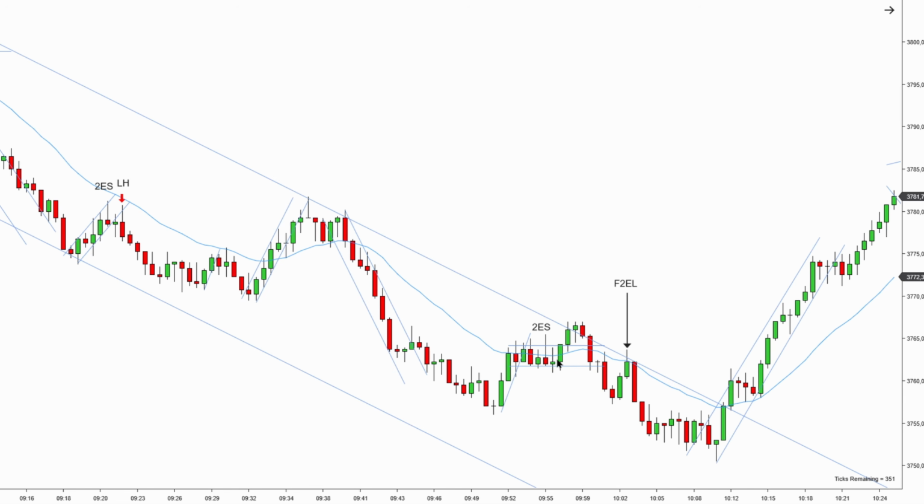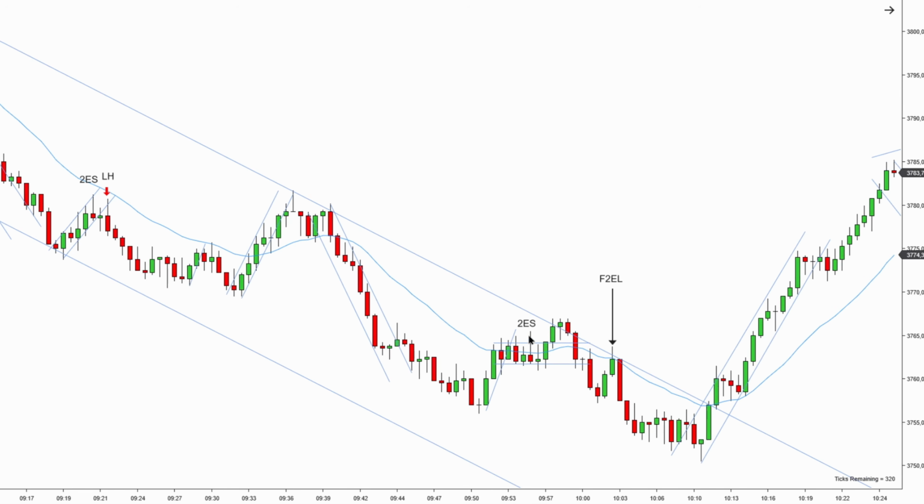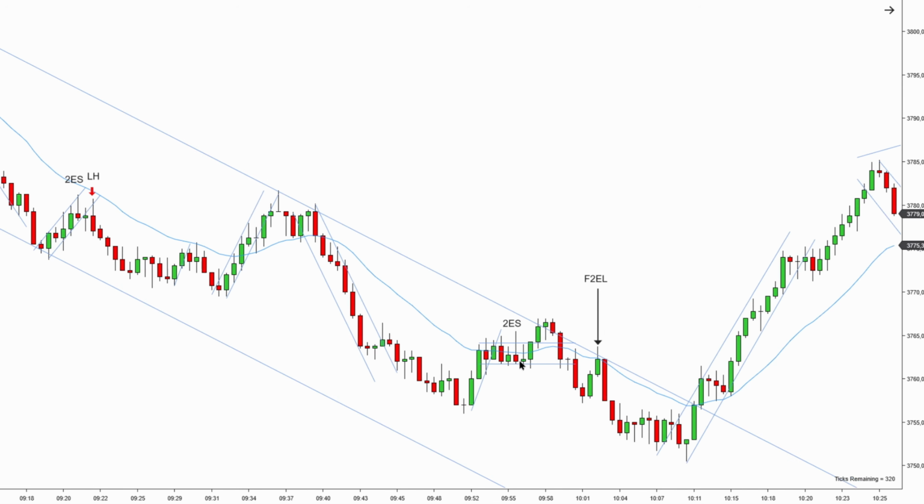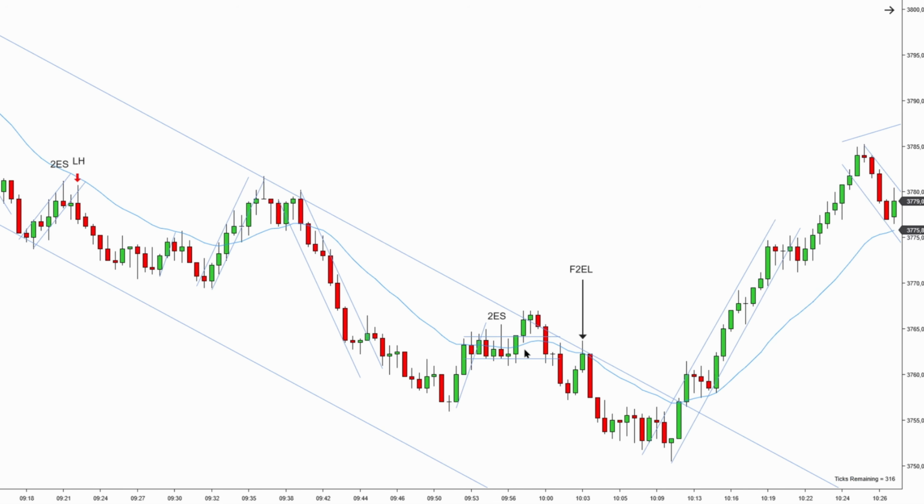You cannot enter this congestion. 3, 4 bars are okay, but 5, 6, it's already way too much. You cannot enter this. Even though the signal bar looks great, this is what can happen, and these congestions can produce a losing trade like this. We've seen it happen over and over again recently.